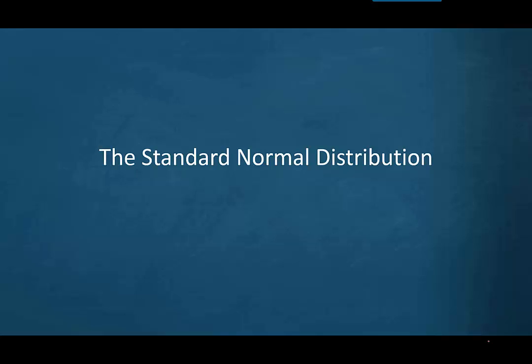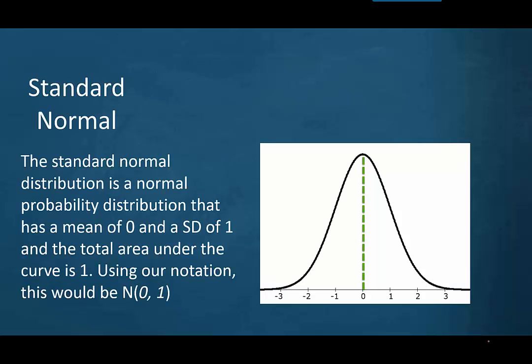So this lesson is going to be on the standard normal distribution. The standard normal distribution is a normal probability distribution with a mean of 0 and a standard deviation of 1. So using our notation, this is going to be N(0, 1).